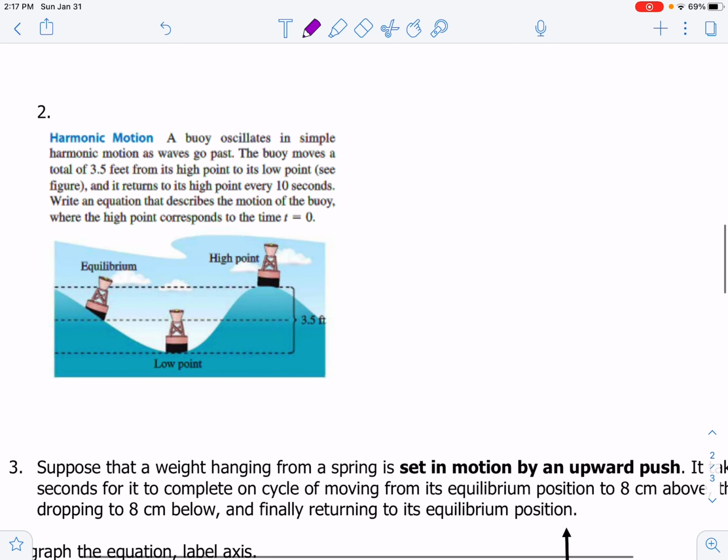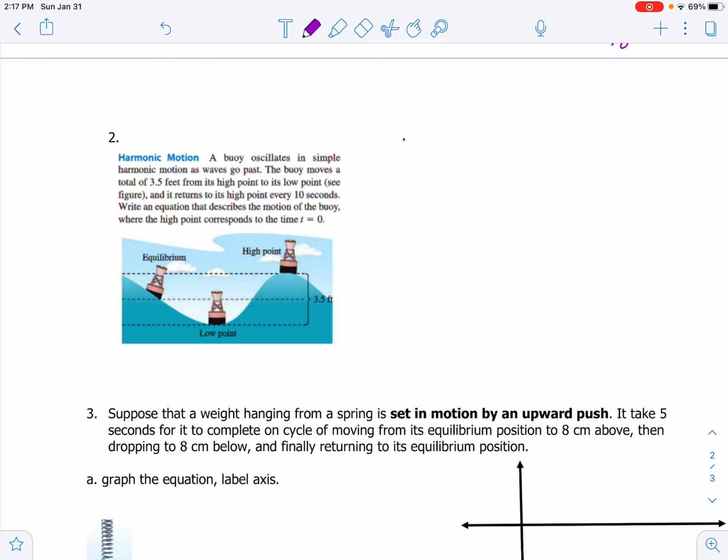All right, a buoy oscillates in a simple harmonic motion as the waves go past. The buoy moves a total of 3.5 feet from its high point to its low point, and it returns to its high point every 10 seconds. Find the equation that describes the motion of the buoy. Okay? Ooh, so it starts at its high point. So it starts up here, it comes to the center line, goes to the low point, comes back to the center line, goes back to the high point. The graph that starts at the top is the cosine, not the sine. So I'm going to use the cosine.